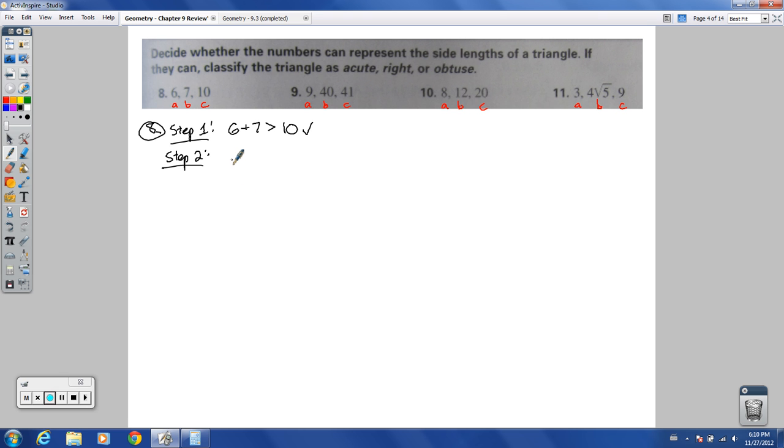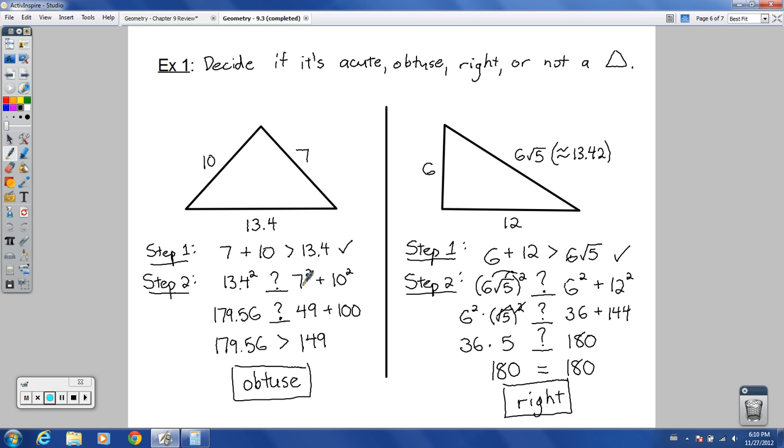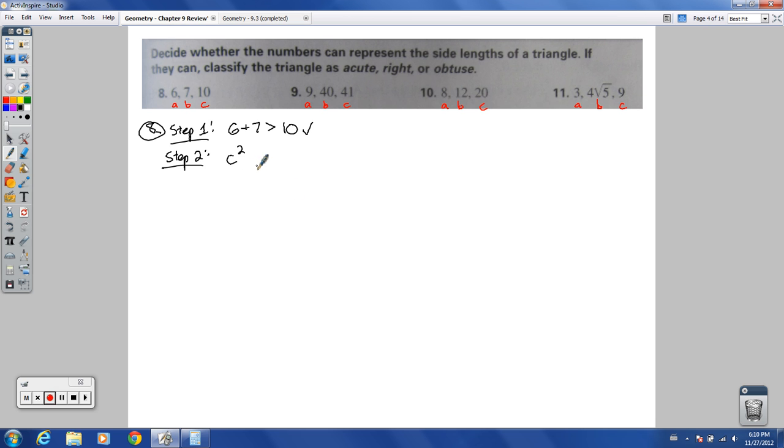So we're comparing C squared to A squared plus B squared. Let's make that comparison just like we did before. C squared compared to A squared plus B squared. For this first one at least, I'll write it out like that as a quick reminder. That's what we're checking with each one of these, as long as step 1 works out. So this is 10 squared. What is that compared to 6 squared plus 7 squared? This is 100. And then this is 36 plus 49, that's 85. And so we have 100 being greater than 85.